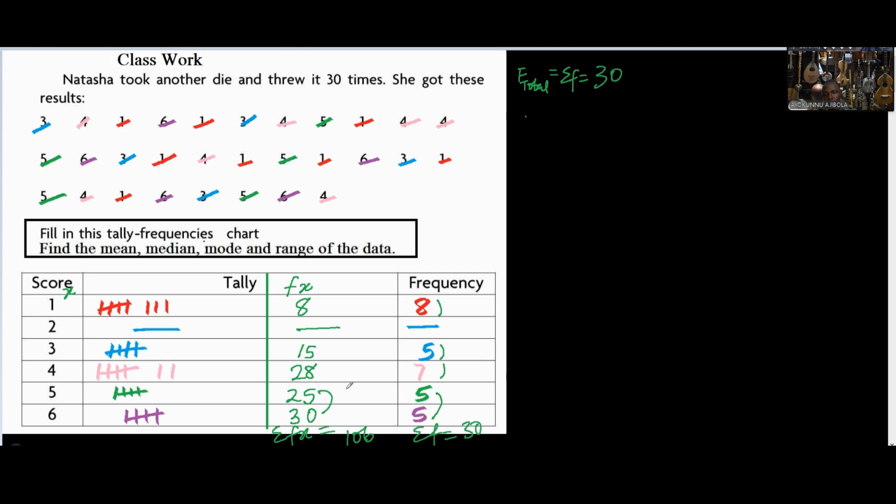Let's check it again. 55 plus 20 is 75 plus 8, that's 83. 83 plus 5 is 88. Then plus 10, which is the 10 here, that is 98. Then plus 8, 106. So mean is the sum of all of them over the total number, which is summation fx over summation f. That's going to be 106 divided by 30.